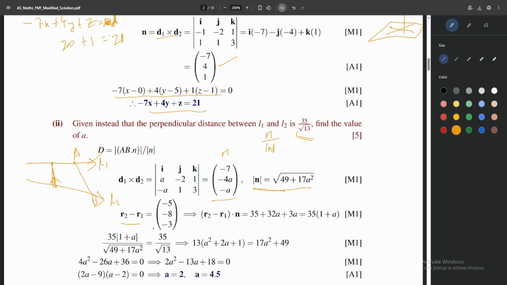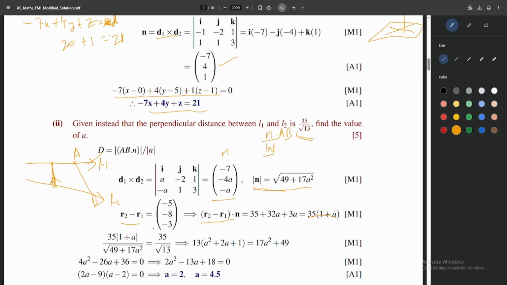How do we do that? We simply do a dot product, AB dot product with this. In the end we are projecting this vector AB onto this line, and then we get the perpendicular distance between both of the lines. This is the calculation over here. R2 minus R1, that is the vector AB, into n. We multiply this and we get this, and then we divide by the modulus.